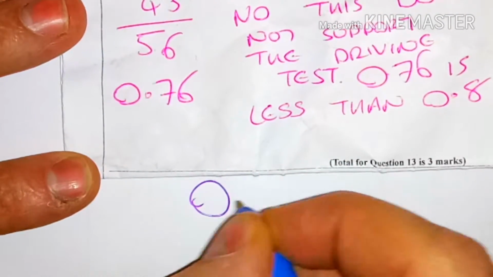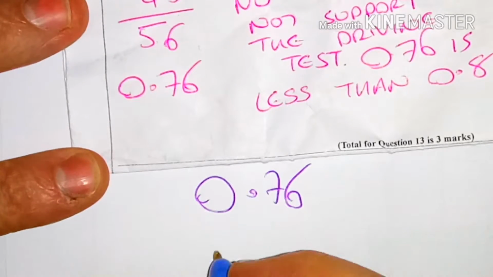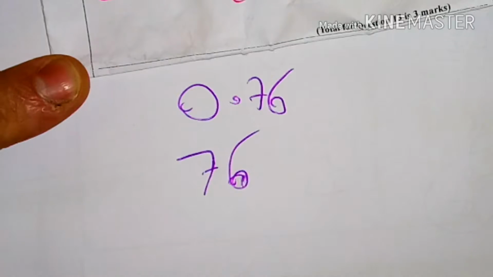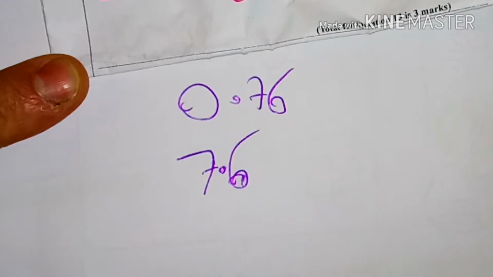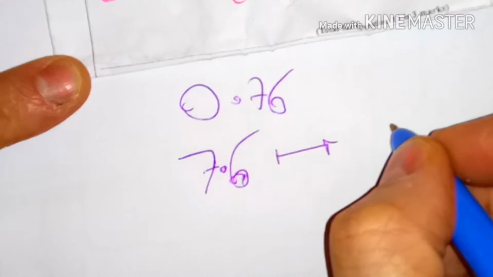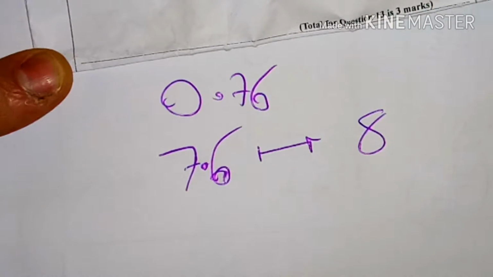If you think of 0.76, now if I did this 10 times, I'd get 7.6 people. You can't have 7.6 people, so they'd have to be rounded up to 8 people. And that's 8 out of 10, so it does support.